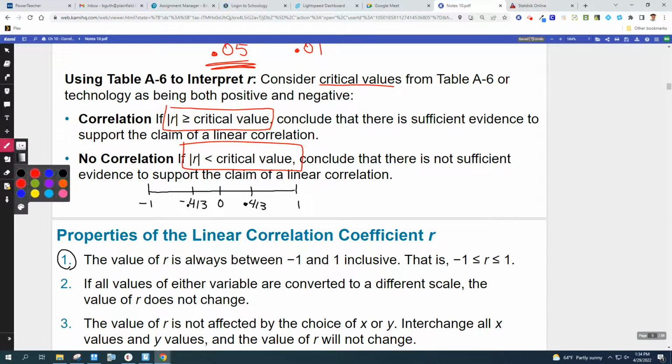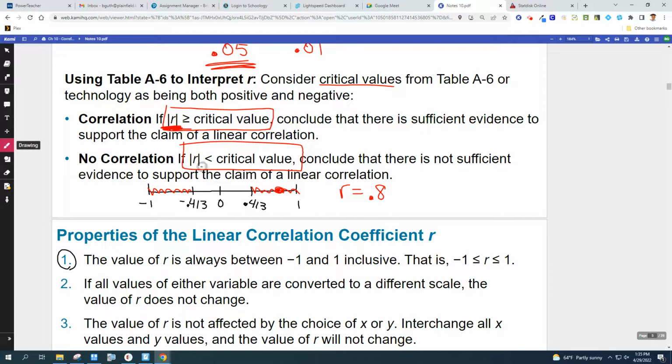And you're going to have an R value of, let's say, 0.8. Okay. If we have an R value of 0.8, an R value is right here, 0.8. Basically, what this is saying is if the absolute value of your R value is greater than the critical value, so that's putting us right here and right here, you can think of it as distance. If the distance from 0 is big, then we can conclude there is sufficient evidence to support the claim of linear correlation.